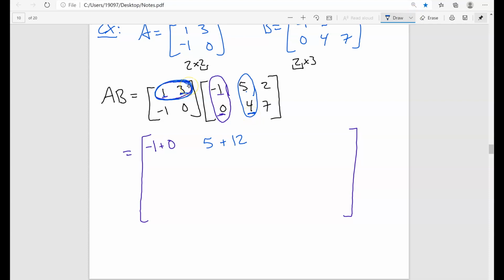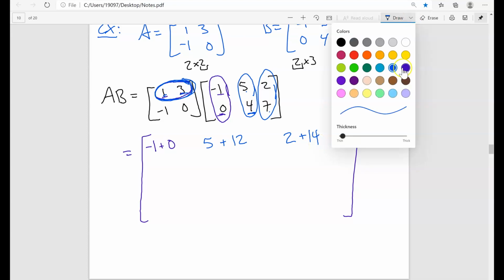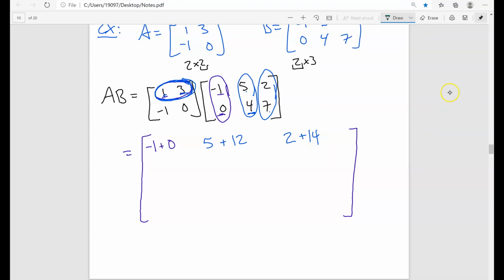We're going to do the same row, multiply it by the next column. So 1 times 2 gives me 2. Then 3 times 7 gives me 14, so plus 14. Good. And now that we're done with that, we're basically done with the first row. So now we're going to go to the second row, and we continue going. If you had multiple rows, you would keep going.